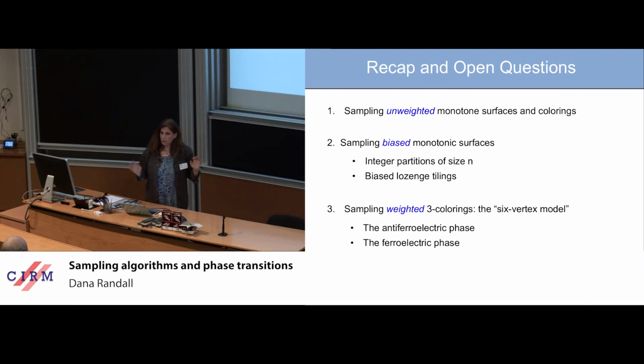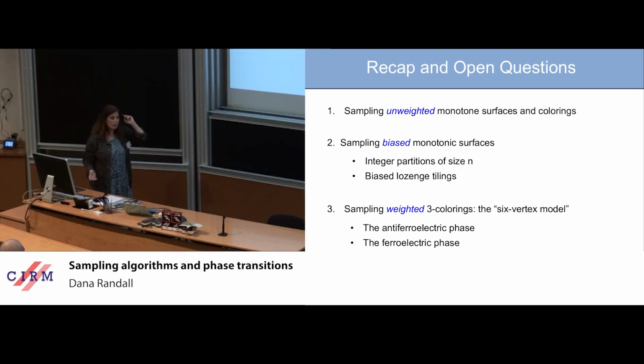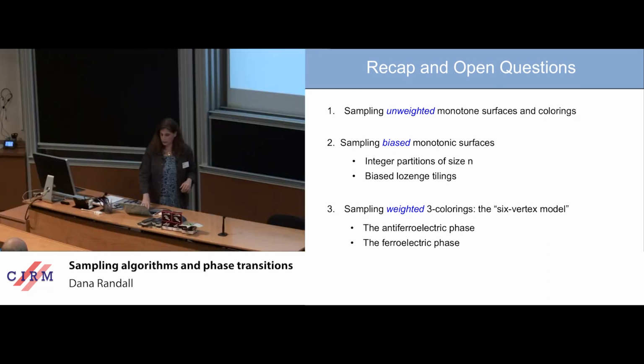Okay, so my recap, before Jim yells at me, is I showed you 3 different families of results. The unweighted paths, where for 2 and 3 dimensions we know things are fast. The bias chains, where, again, we know that things are fast for the monotonic surfaces in 2 and 3 dimensions. And then this 6 vertex model, we have analyzed all of the ferroelectric and most of the anti-ferroelectric region.